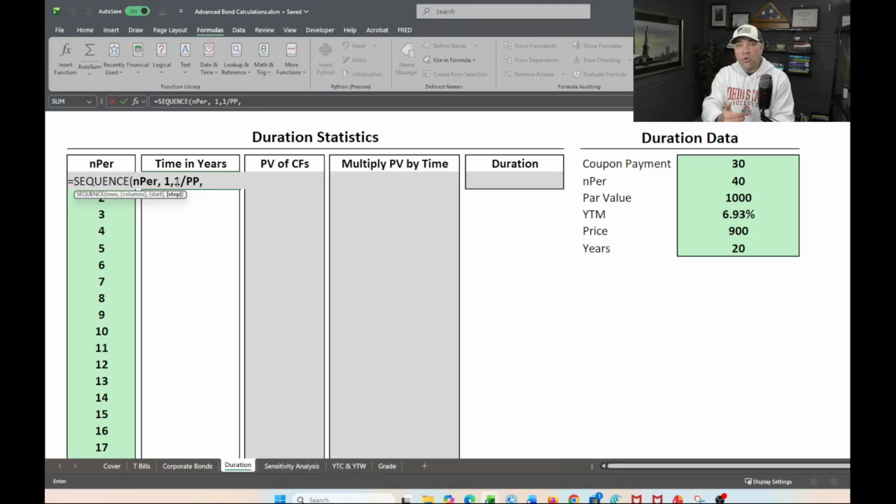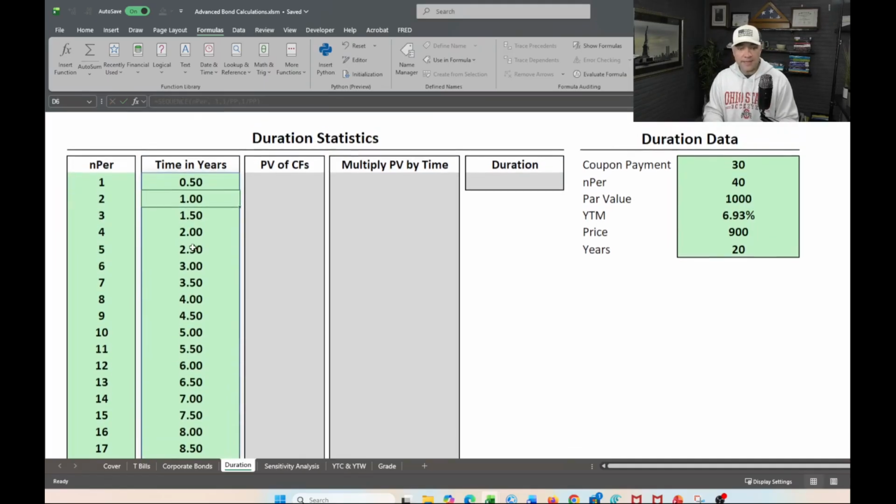Next is what do I want each step to be? Well, I want the same thing. I want it to start at the first payment. This is every 6 months. And I want to add up every 6 months. So all we're going to do is 1 divided by PP again. Very simple. Close it up.